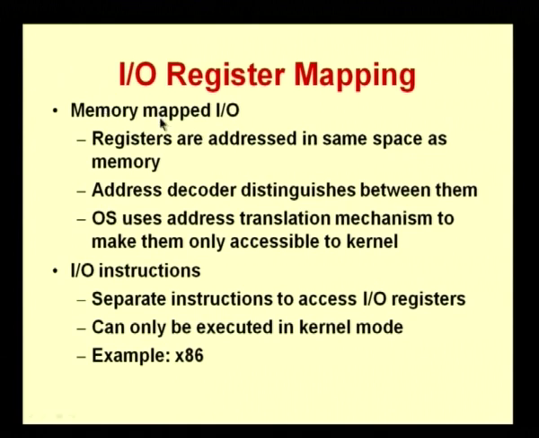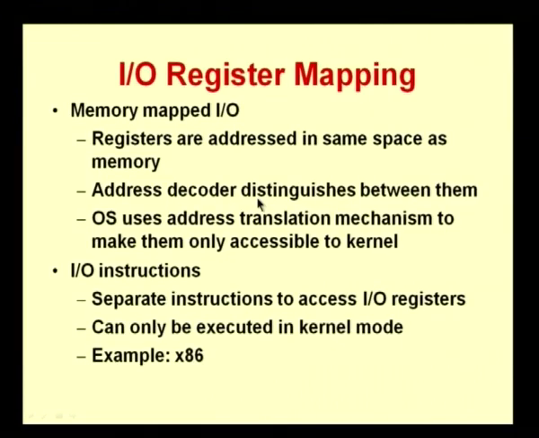So, we talk about what we call IO register mapping or IO address mapping, and we talk about something called memory mapped input output or IO mapped input output. In memory mapped IO, the IO registers that we have are addressed in the same space as the memory. And the address decoder can distinguish whether it is a memory or an IO address by looking at the address, because only some specific addresses are assigned for IO.